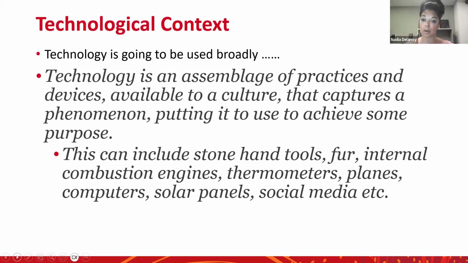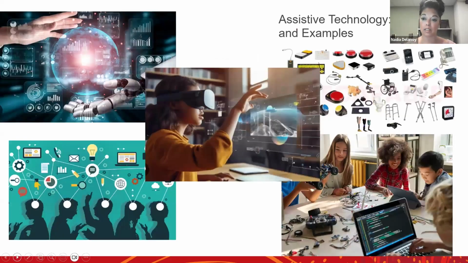So consider the historical underpinnings of this. Go from hand tools, so the stone with a wooden handle, to fur, so you would hunt the animals and then you notice that the hide was thick, so you turn the fur into clothing, to combustible engines, to thermometers, to planes, to solar panels, to social media. All of this is considered technology, and all of this has a role to play in how teaching and learning occurs. And so I want you to think about technology in the broadest sense in teaching and in education.